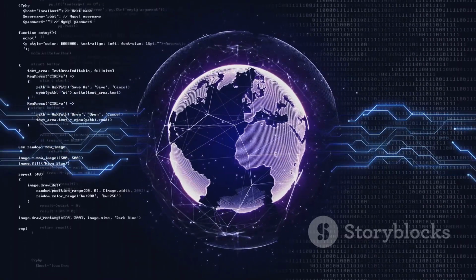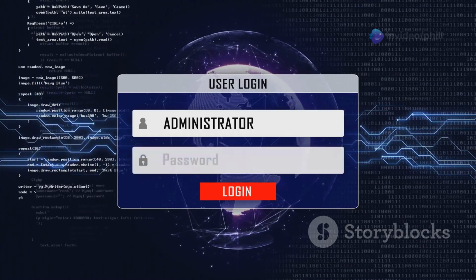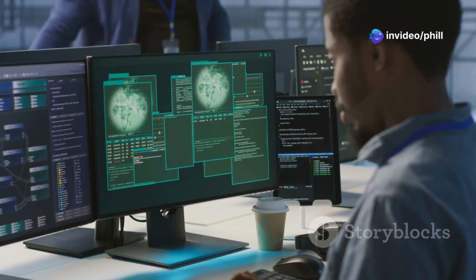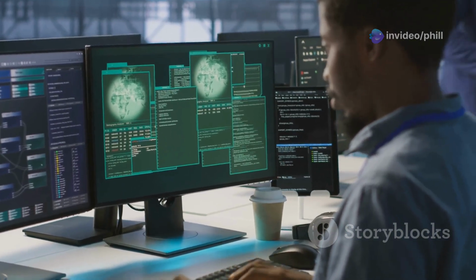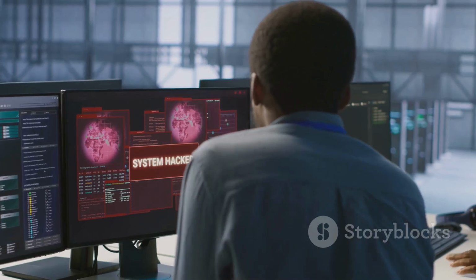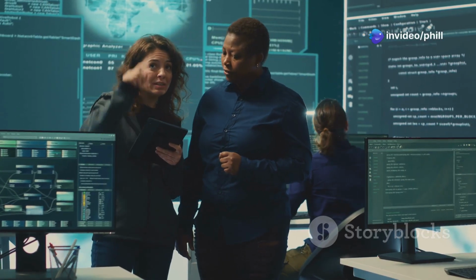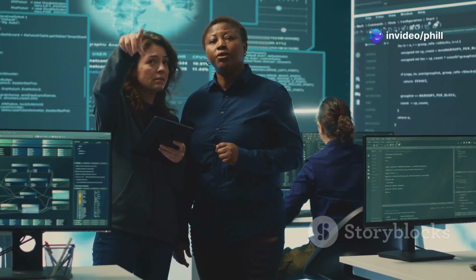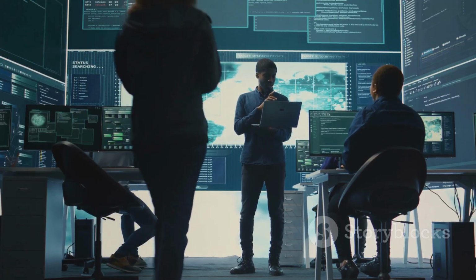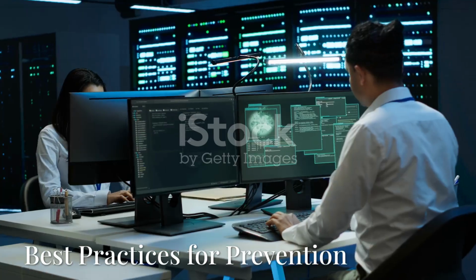In another instance, a vulnerability in a popular content management system allowed attackers to inject malicious code into websites using the platform. This resulted in thousands of websites being compromised, leading to data theft, malware distribution, and widespread disruption. These real-world examples highlight the importance of proactive security measures and the need for organizations to stay vigilant against evolving threats. By learning from past incidents and implementing best practices, we can work towards a more secure digital environment.